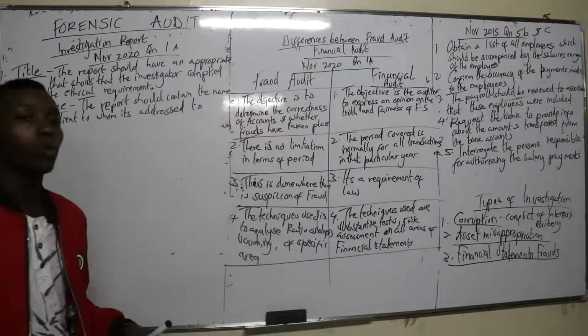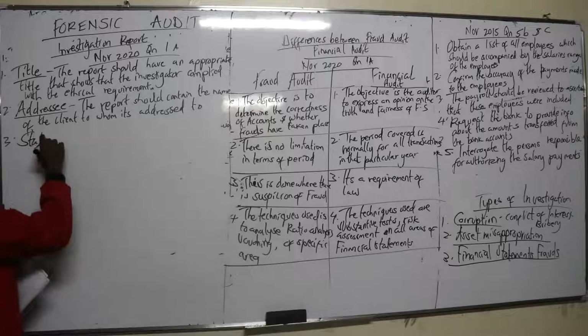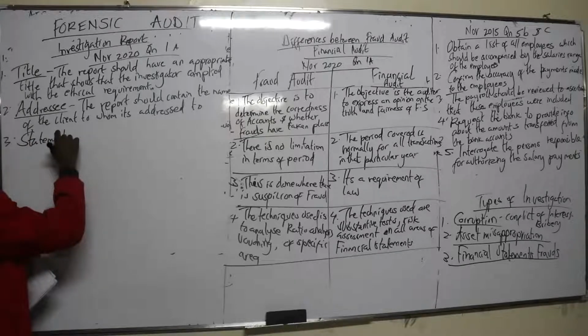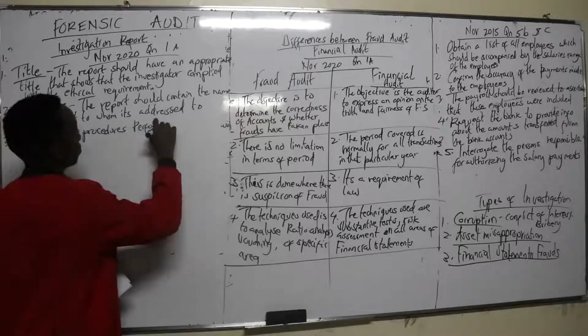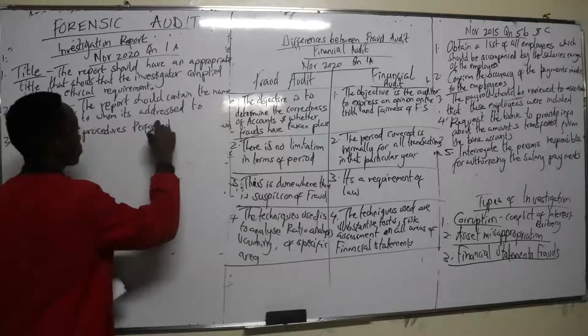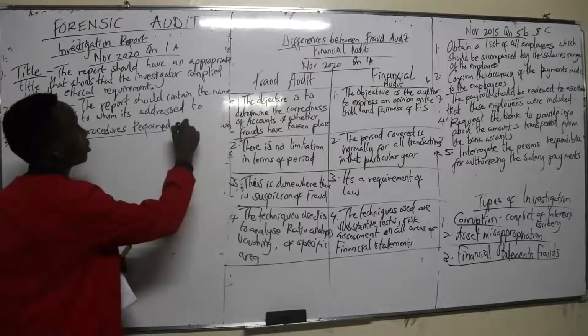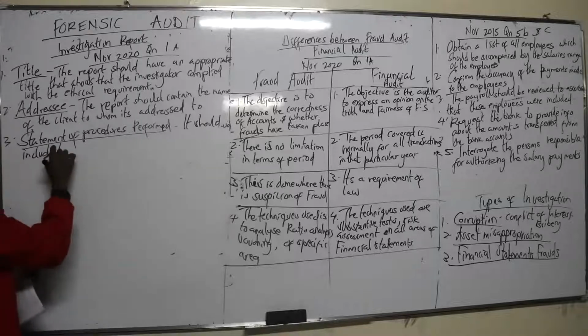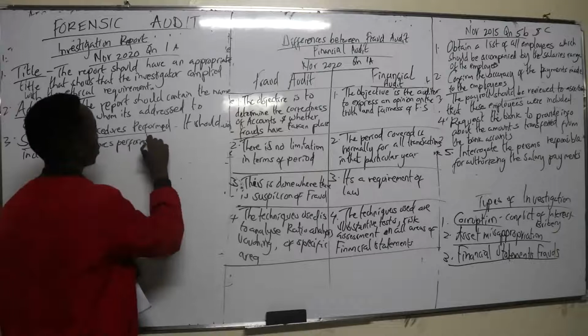And then thirdly, the same concept of forensic auditing. Also, you will include what you have performed, or the procedures that you have done. Also, the statement of procedures performed. So this is to show how you arrived at the audit evidence that you have gathered there. So it should include the procedures performed, as agreed with the client.